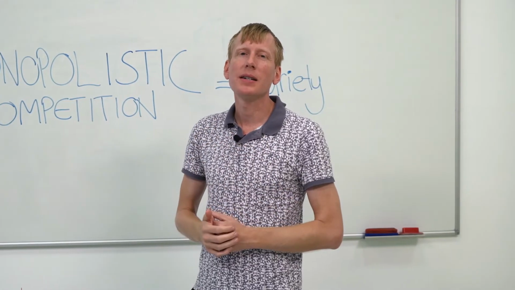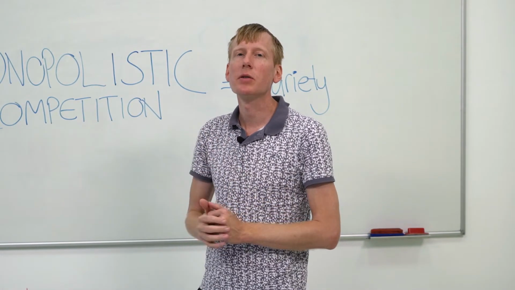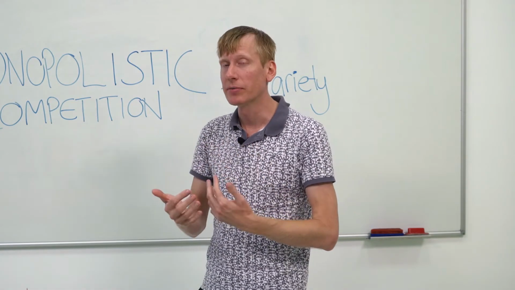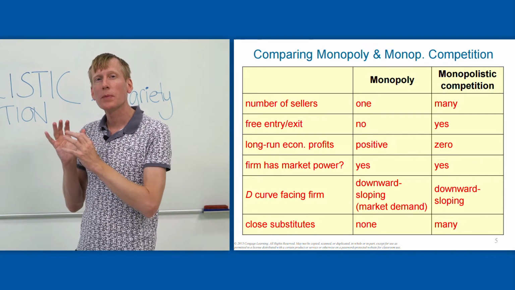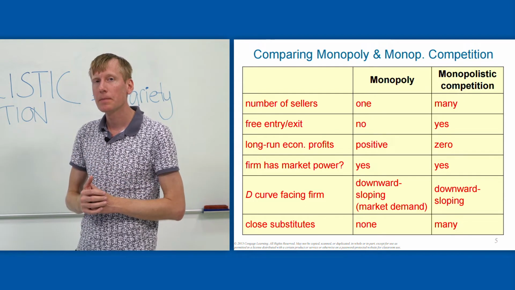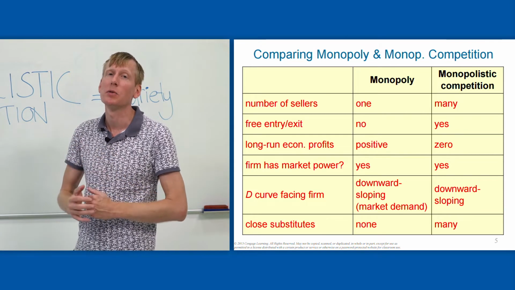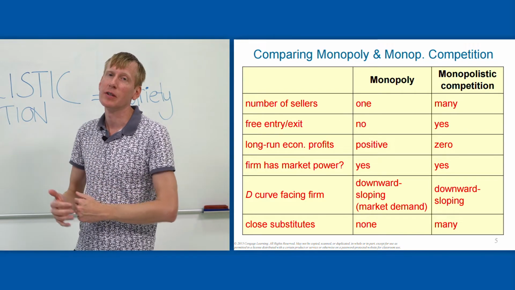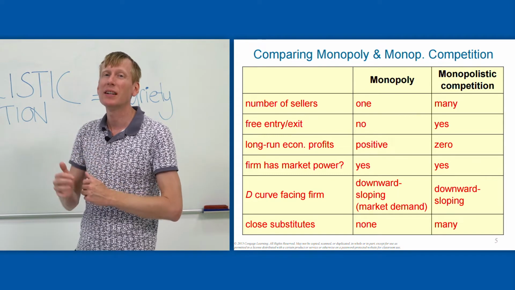If we compare side by side a market or industry which is a monopoly with one which is monopolistically competitive, we can see how they're similar and how they're different. Now, a monopoly has only one seller, whereas a monopolistically competitive industry has many. In that respect, they're quite different. A monopoly does not have free entry and exit. They have barriers to entry. Whereas a monopolistically competitive industry does have free entry and exit, no barriers to entry. So in that respect, they're quite different.